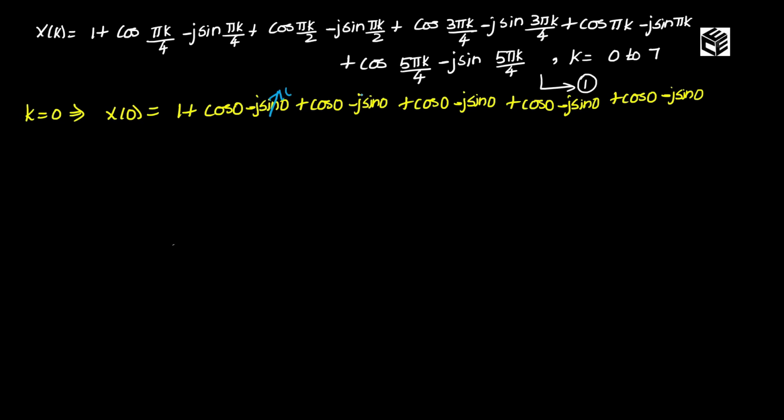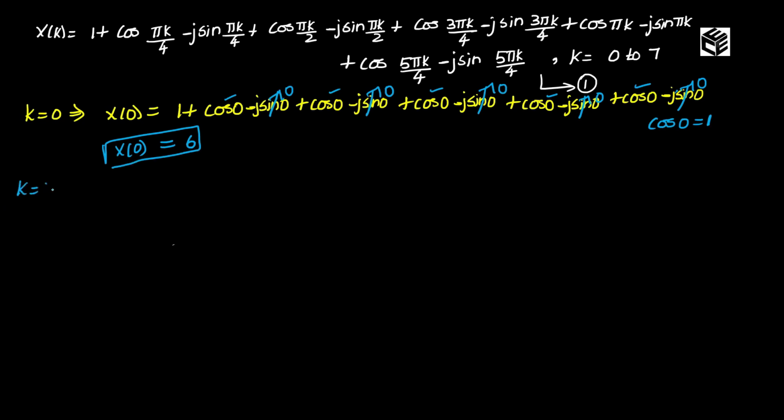As we know, the value of sin 0 is 0. I am just neglecting the terms sin 0 as 0. And how many cos 0 we have? 1, 2, 3, 4 and 5. We know cos 0 is equal to 1. So here we have 5 cos 0s and a 1. So the total value is 6. Now I got the value of x of 0 as 6.